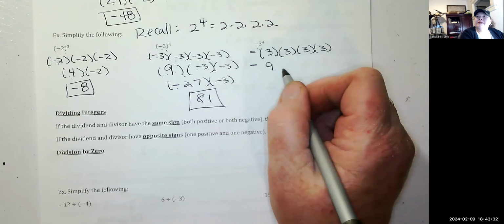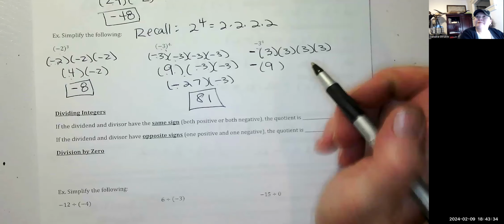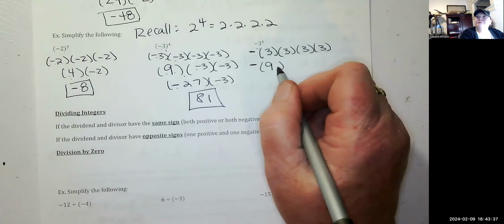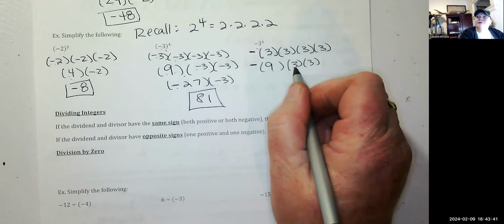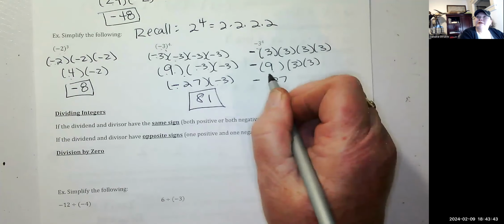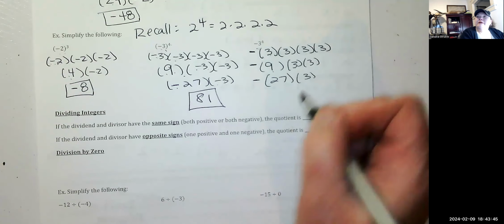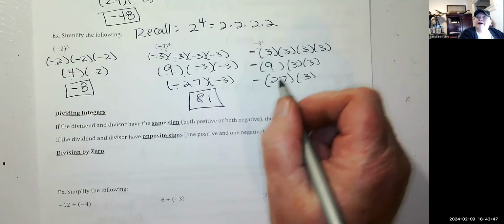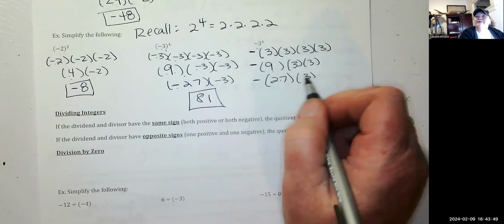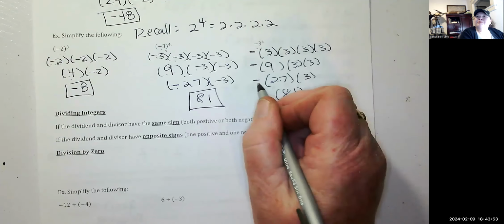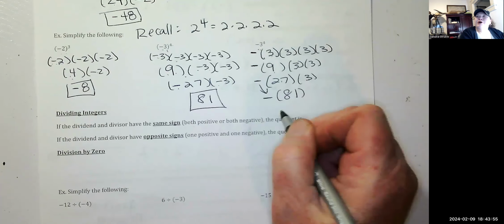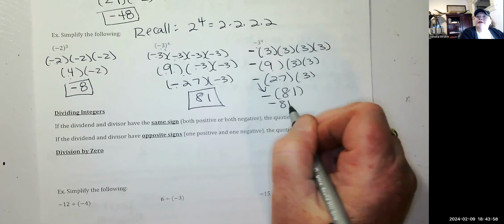I'm just going to deal with everything on the right, and then bring the other two down. 9 times 3 is 27. I'm just going to bring that negative down. Okay, brought the other one. Now 27 times 3 is 81, but we have to bring that negative down. So our final answer is -81.